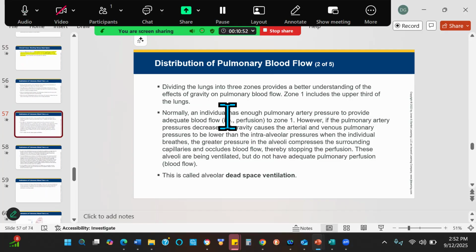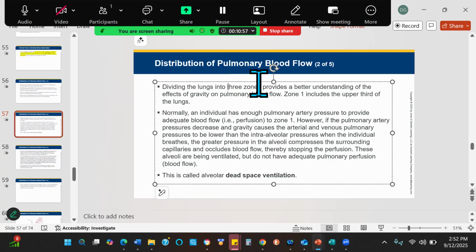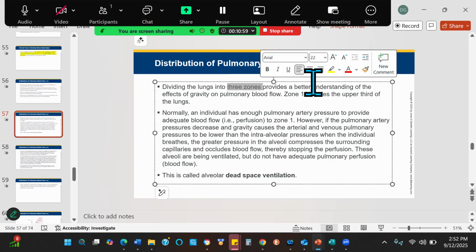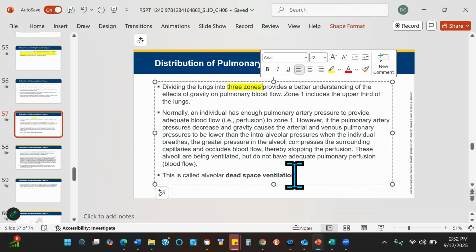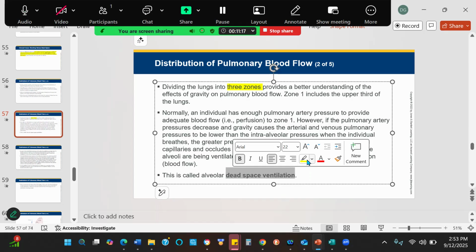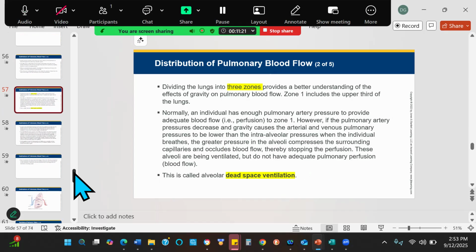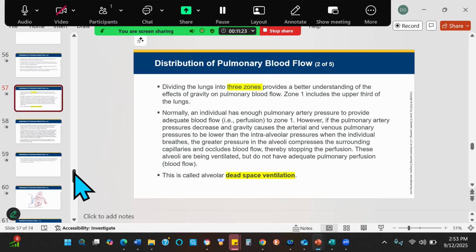They're called lung zones, and there are really three zones. These are called West's lung zones. West was the physiologist who described this. So normally we have a certain amount of ventilation which does not match perfusion, and that's called dead space. It's ventilation without perfusion. Dead space is the opposite of shunt.